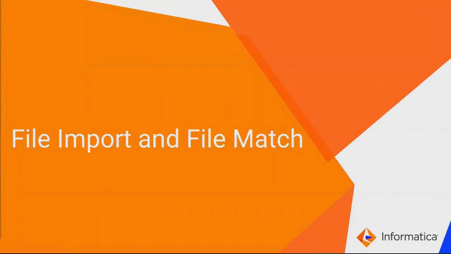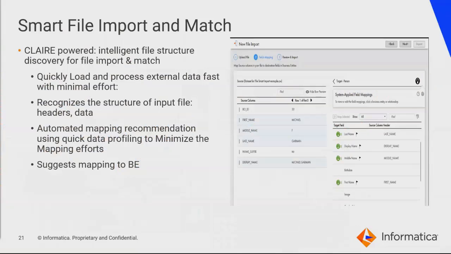Now let's look into file import and match. Smart File Import and Match is Claire powered, and it offers intelligent file structure discovery. It enables the data steward to quickly load and process external data fast with minimal effort. It recognizes the structure of input file headers and data, and it provides automated mapping recommendations using quick data profiling to minimize manual mapping efforts. It also suggests mapping to business entities.